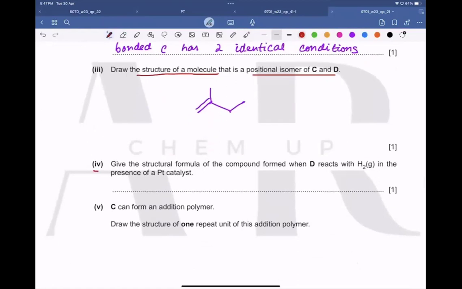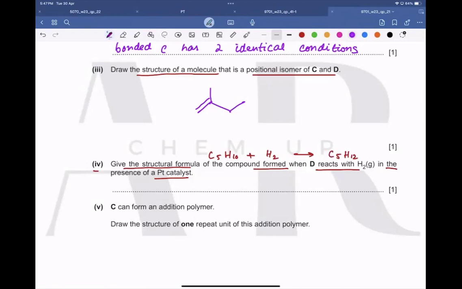Okay, now part 4. Give the structural formula of the compound formed when D reacts with hydrogen in the presence of a platinum catalyst. So it's a reduction, it's a hydrogenation. If you recall, D is C5H10. So a hydrogenation would occur, the double bond would be broken, and an alkane would form from the alkene. So it is going to be C5H12.